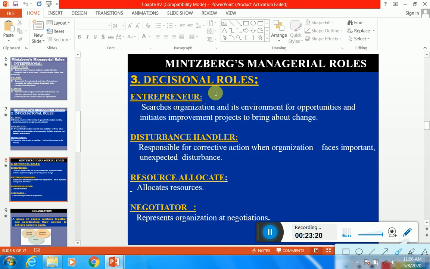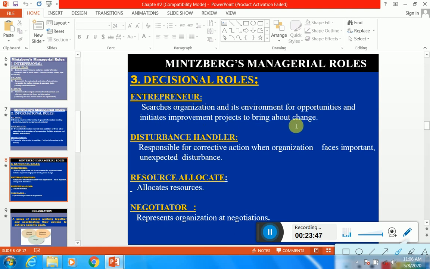Number 1, that is entrepreneur. Number 2, disturbance handler. Number 3, resource allocator. And number 4, that is the negotiator. Number 1, that is decisional role. Entrepreneur role. Entrepreneur that sets organization and its environment for opportunities and initiate improvement projects to bring about the change.